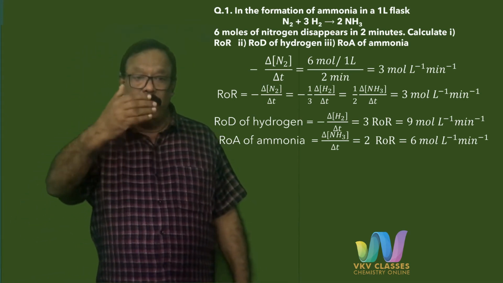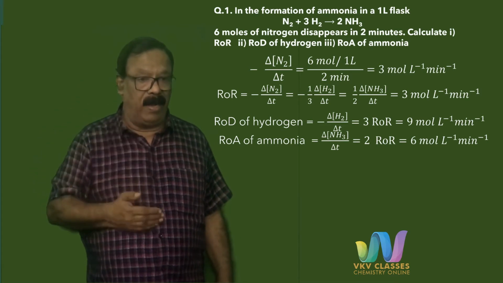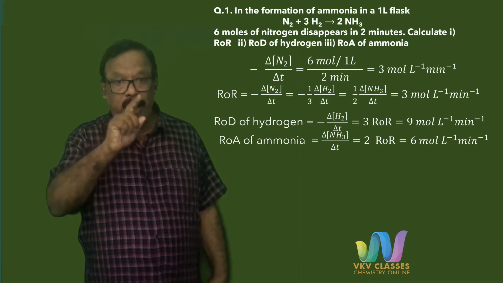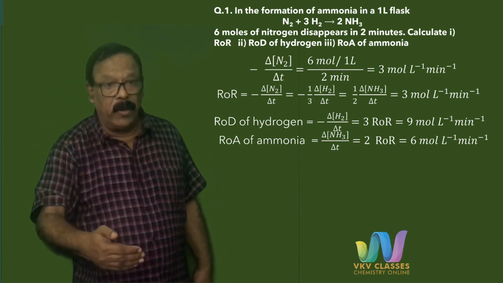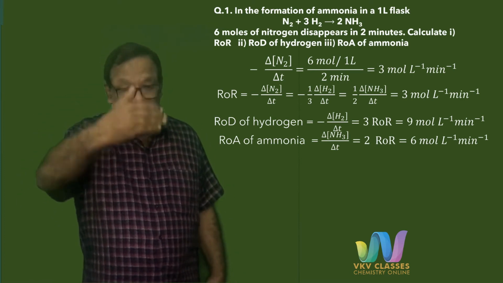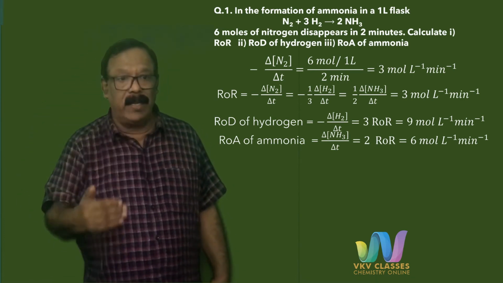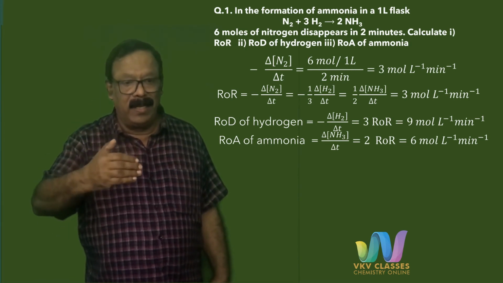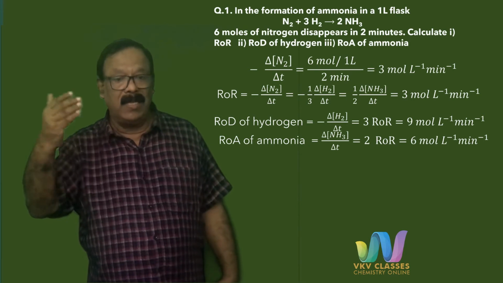Okay. So when you solve the problem, have clarity. The ratio of nitrogen to hydrogen is 1 is to 3. So when one nitrogen decreases, 3 hydrogen decreases. Here nitrogen decreases by 3 moles. So hydrogen will be 9, and ammonia 6 will be formed.